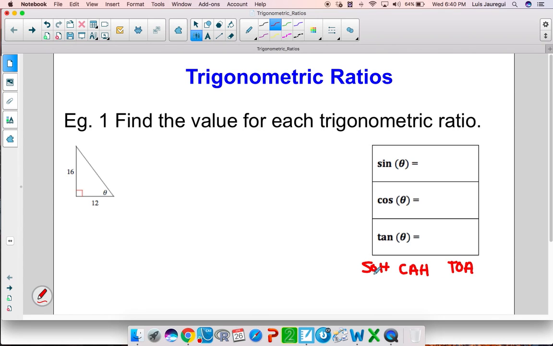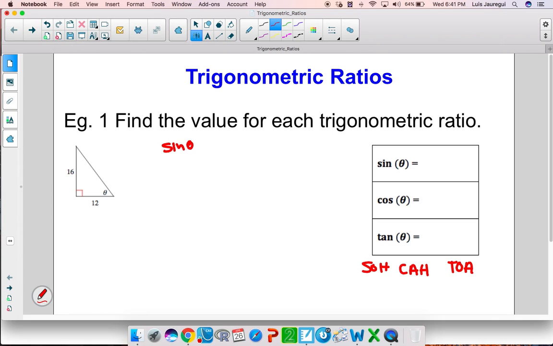where SO stands for sine equals opposite over hypotenuse. CA stands for cosine is equal to the adjacent divided by the hypotenuse, and tangent is equal to the opposite leg divided by the adjacent leg. That's why we call them ratios, because we're dividing two numbers. So let me go ahead and write those in here for you.